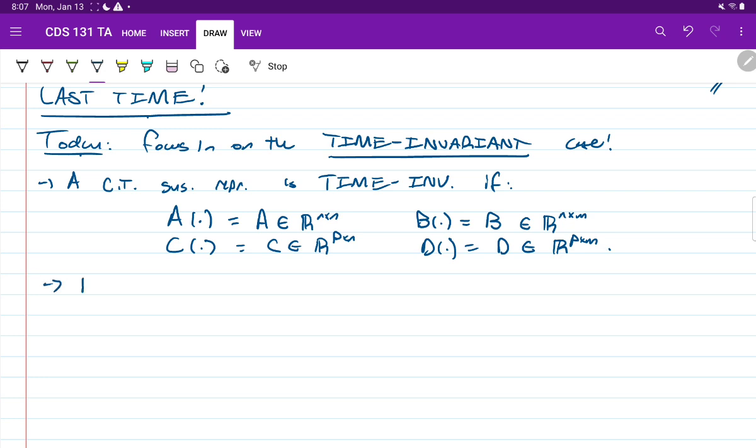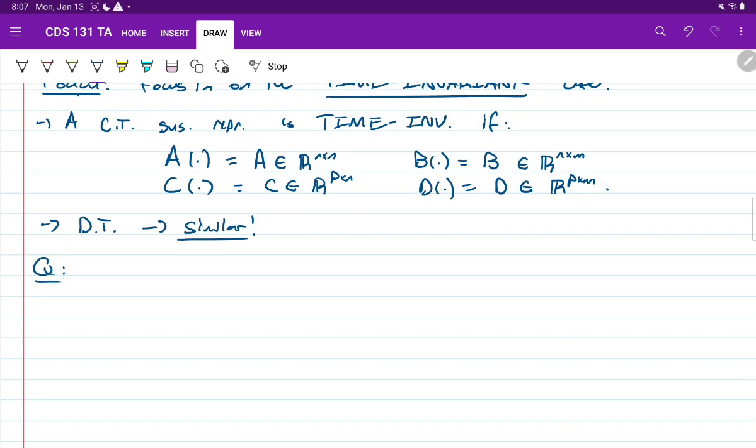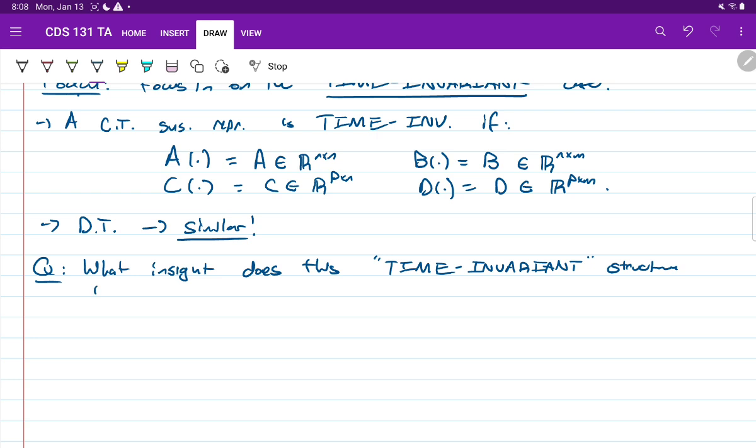Okay? And then discrete time, you do the same thing, right? You just say each of my sequences is now going to be a constant matrix A, B, C, and D. Okay? So the key question that we have to ask here is, what insight does this time-invariant structure yield? Okay? So above, we were able to say a whole lot about these time-varying systems, right?